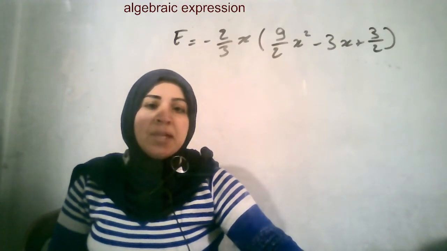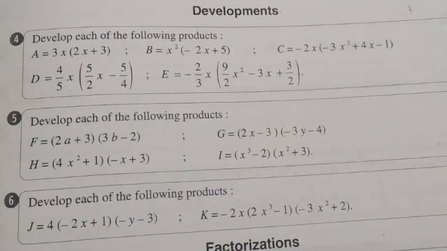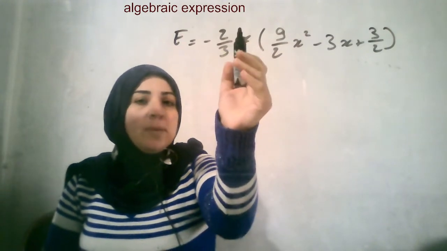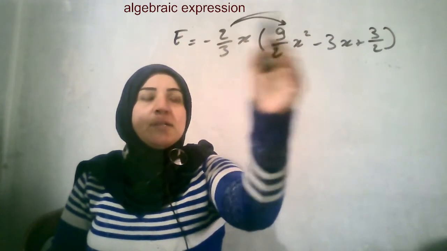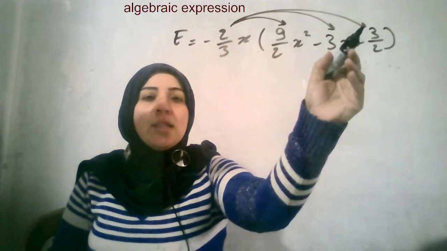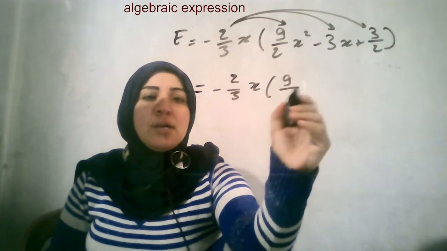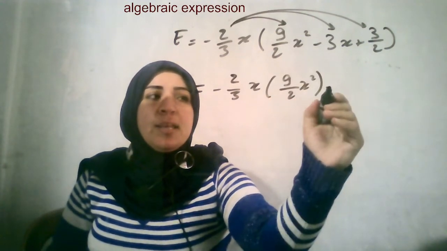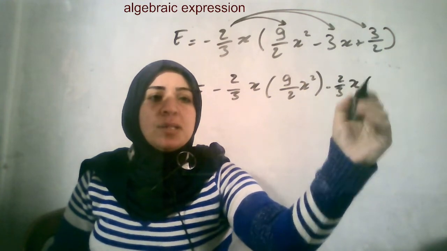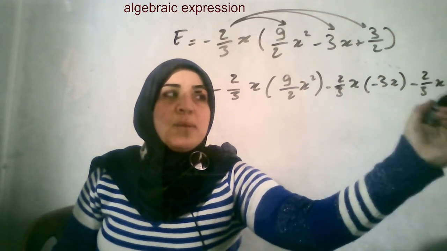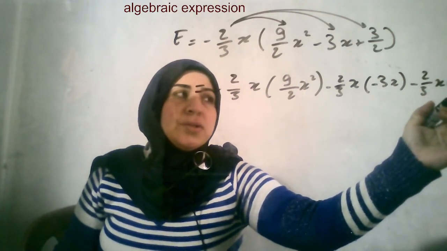Part E, it's here from our book, minus 2 over 3x into 9 over 2x squared minus 3x plus 3 over 2. What should we do? We have to multiply minus 2 over 3x by the first term, by the second term, and then by the third term. How? We can write it minus 2 over 3x multiplied by 9 over 2x squared, and then minus 2 over 3x multiplied by minus 3x, and minus 2 over 3x multiplied by 3 over 2.